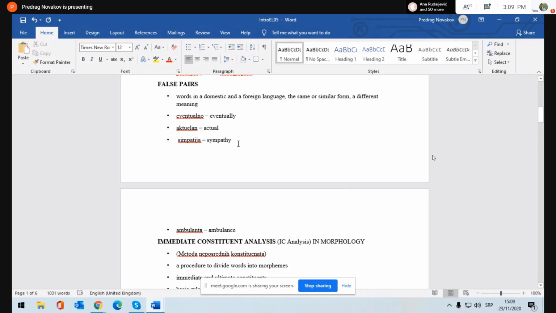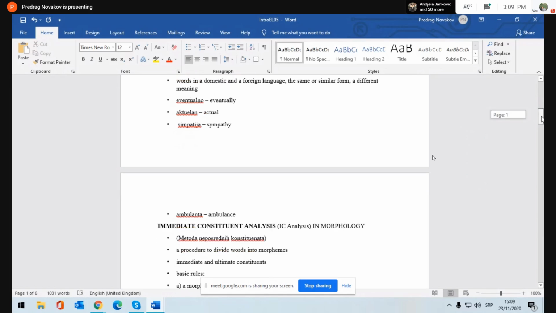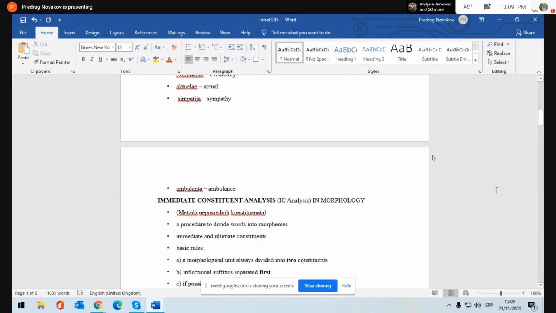Simpatija, sympathy. You know what simpatija means, but what is sympathy in English? Jeste, to je neka vrsta, isto povezano sa osjećanjima, znači sympathy means what? You sympathize with somebody, which means you have feelings for somebody in the sense of appreciating somebody's grief or something. Znači sympathy, znači saosjećati sa nekim. Mi imamo malo drugačije značenje simpatije, okay?